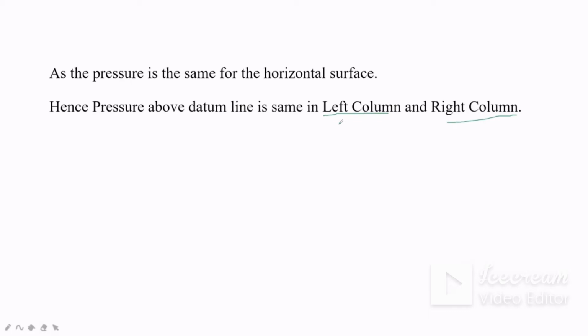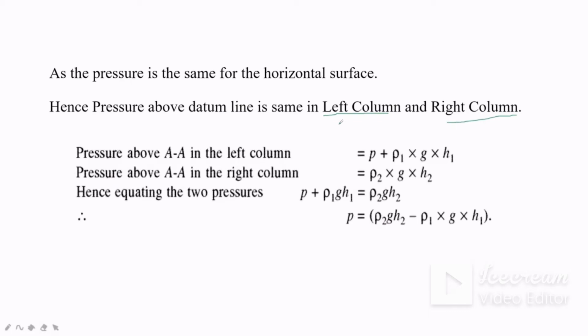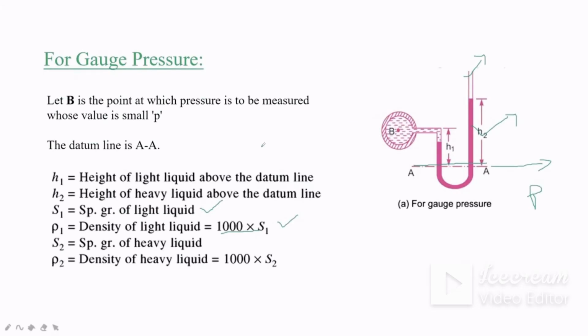Now what we do? Pressure above the AA line in the left column. See here, this is the left column. So the pressure here is the left column, and this is the right column. Wait, I'll erase it all.